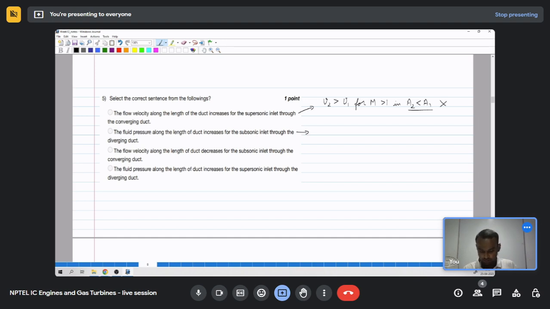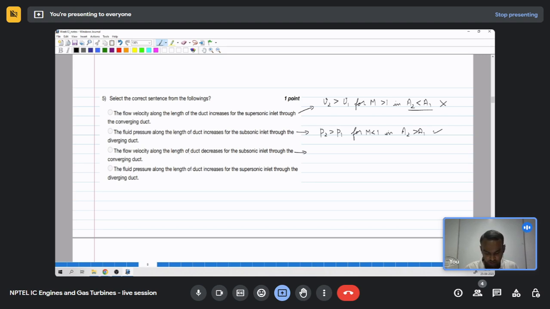This one, the fluid pressure increases. P2 is greater than P1 for subsonic flow for Mach number less than 1 through a diverging duct. That is A2 is greater than A1. Subsonic flow, it will act as a diffuser. In diffuser, the pressure head will be higher at the outlet. So this is right. You can see the next one.